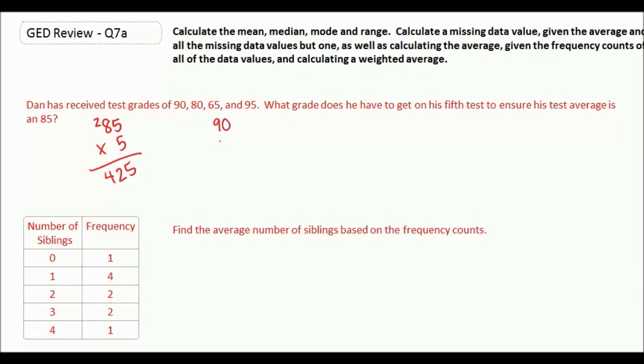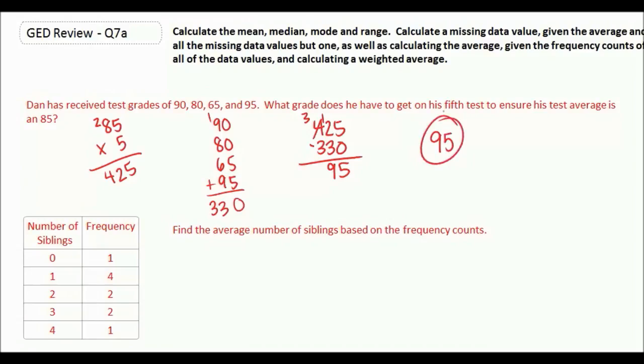Well, let's figure out what he has so far. We're going to add up the ones that we are given. That gives us 170, plus 80 is 250... so far he has 330 points. He needs 425. He has 330. We're going to subtract to figure out how many he needs on that last test. So Dan needs to get a 95 on his 5th test to make sure his test average is an 85.